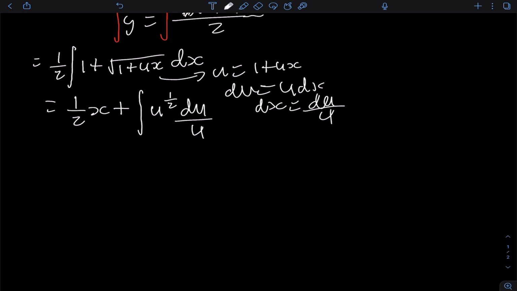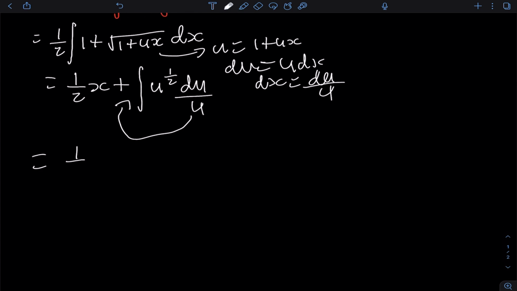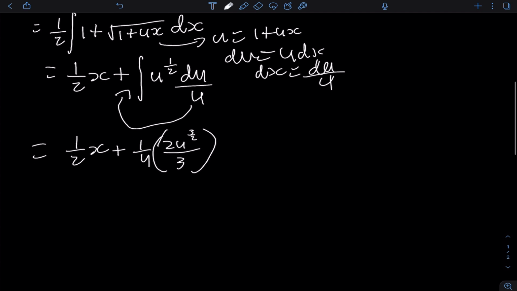So we can just take this 1/4 constant out, and what we have here is now 1/2 x plus 1/4, and then let's just evaluate this right here. We have u to the 1/2, so that becomes, add 1 to the power, so 1/2 plus 1, that's 3/2. Divide by 3/2, that's the same as multiplying by 2/3. So you have 2u to the 3/2 all over 3. And let's start simplifying some stuff here.